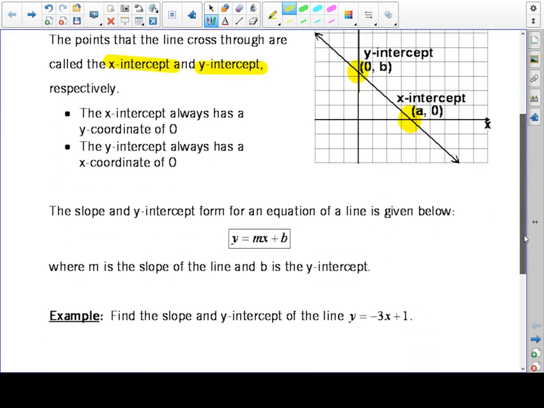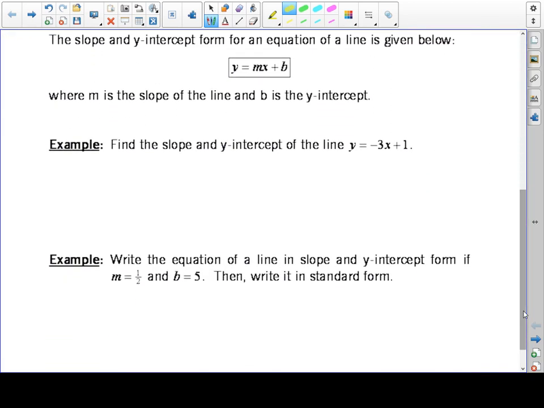Now, the slope and y-intercept form for an equation of a line is given below. This is what you want to remember because there most certainly will probably be a quiz on this tomorrow, and you're going to want to remember this formula. Here it is right here. y equals mx plus b. So y equals m, and m of course is the slope of the line, times x plus b. Now what does b stand for? Well, b stands for the y-intercept, which again is useful when we think about graphing a line, okay?